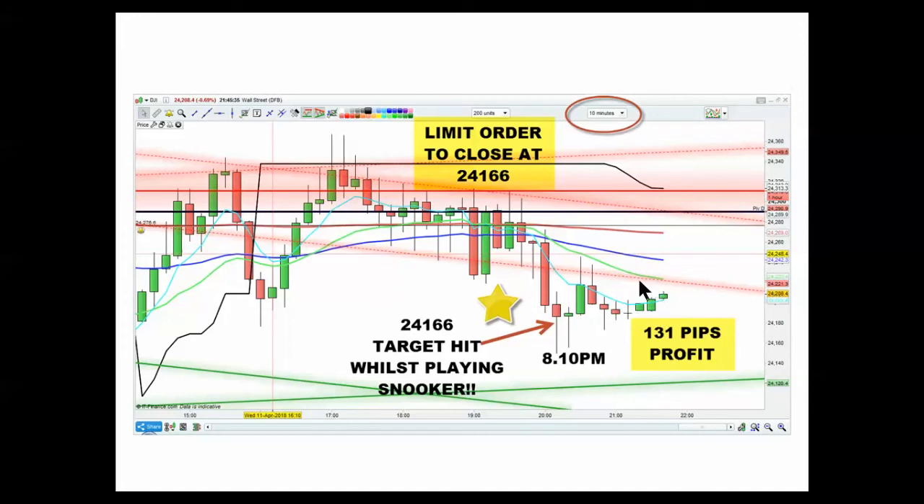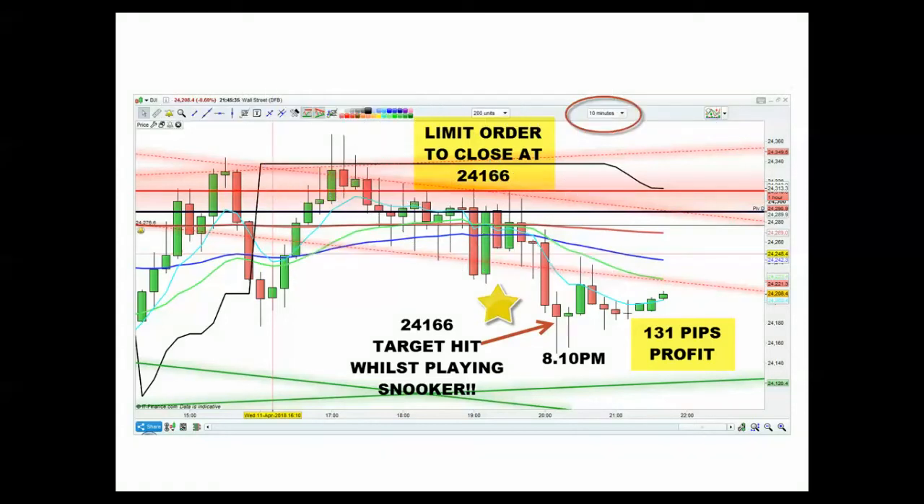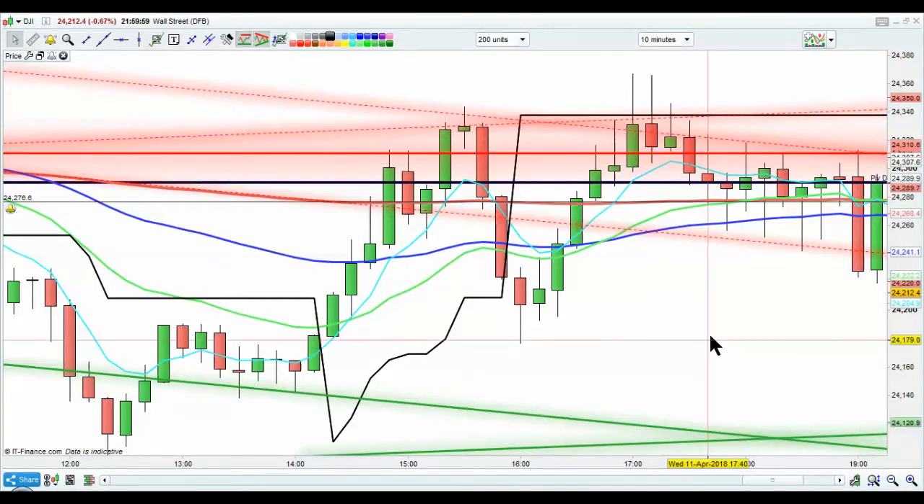In fact, the time that I was looking at that, the price went to 24,208, but I took it at 24,166. I wasn't at the screen. I'd automated this trade to bank the money at that point. Okay, it's 24,166. So let's just go back to that screen.